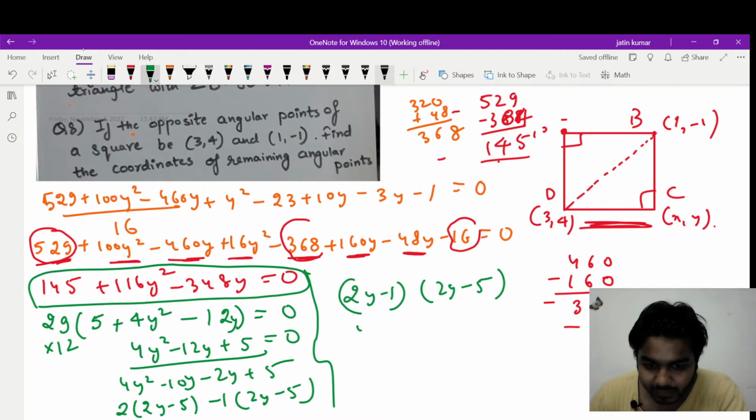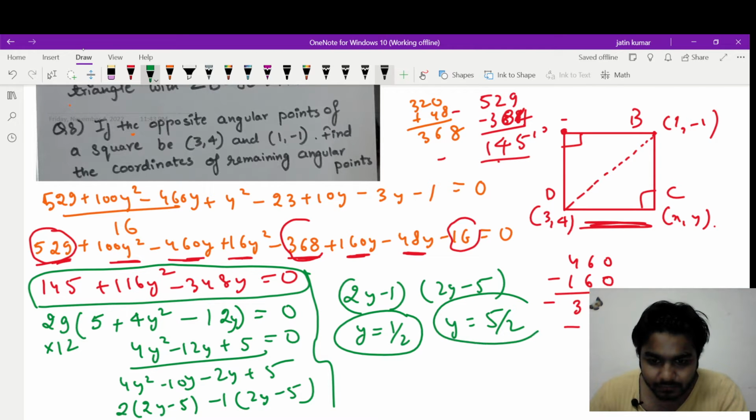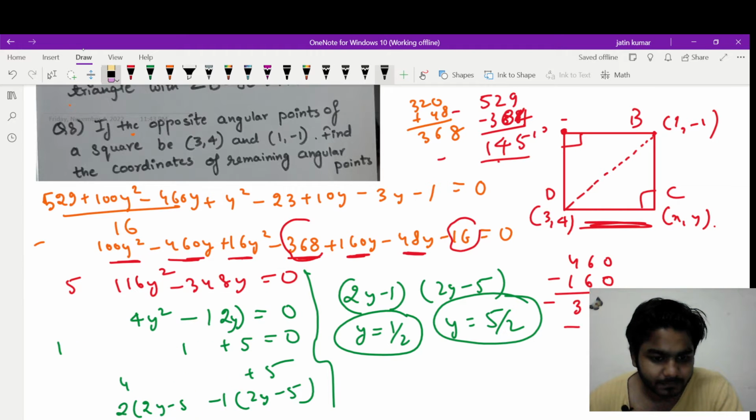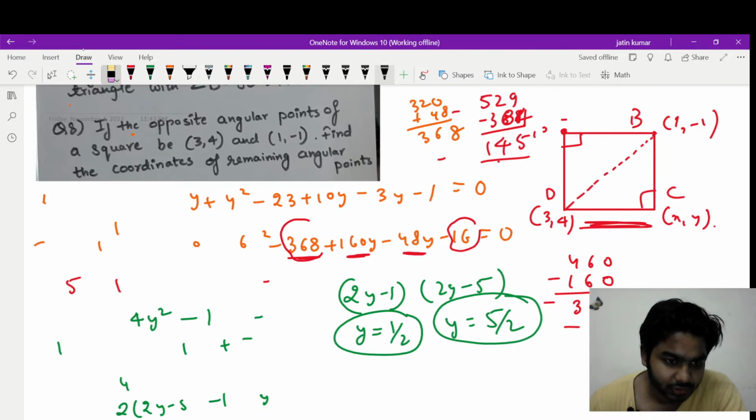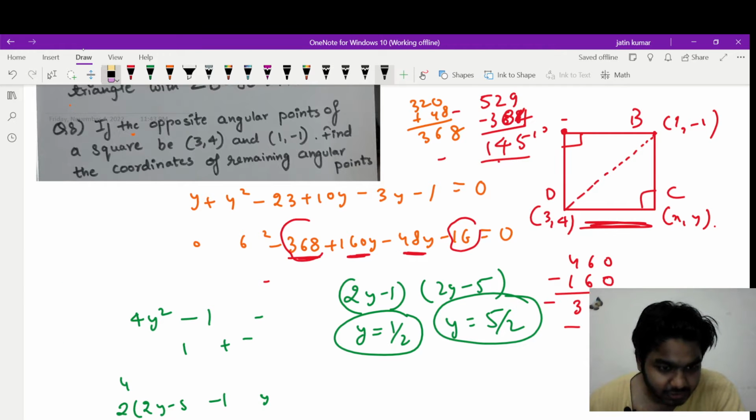So we have got two values of y as 1 upon 2 and 5 upon 2. So we have got two values of y. Okay, this is a long question, long calculation, so you need to spend more time here and you need to do it carefully also.